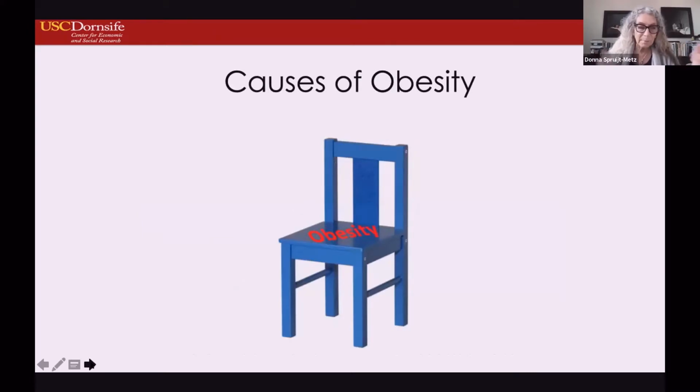So my case study for today is going to be obesity, because my background is in obesity research. And one of the things of almost any disease or uncomfortable state, because sometimes people aren't sick but just want to change something, is that they have multiple causes. And obesity is like a chair. It's got many causes. Some of the main ones are stress, sleep, lack of exercise, and poor diet.